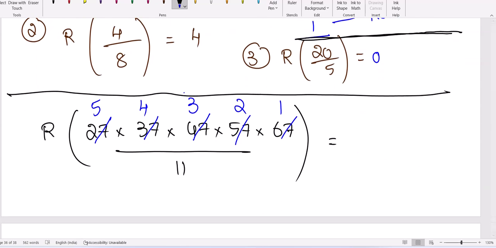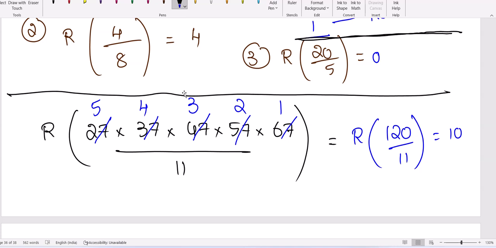Now, okay, sir, still there are numbers. 5 into 4 is what? 20. 20 divided by 11, what is the remainder? Like that, or do the entire product also, no problem. 5 into 4, 20. 20 into 3, 60. 60 into 2, 120. Now the question is 120 divided by 11, what is the remainder? It is 10. 11 tens are 110. 10 is the remainder.